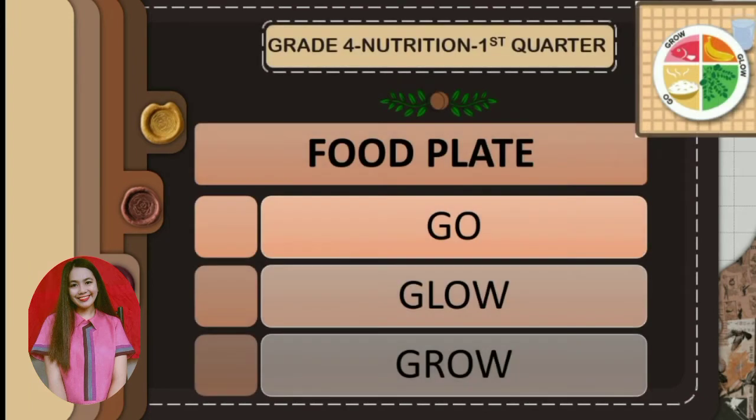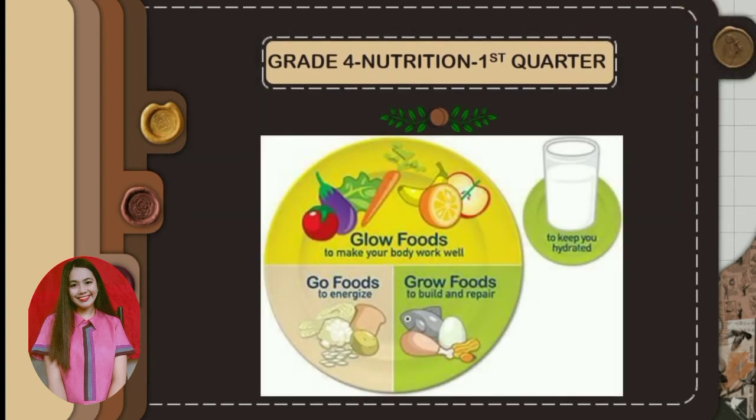Next, let us proceed to the food plate of every Filipino, the Go, Glow, and Grow foods. The Go foods contain the grains group foods that provide the body with energy. It is the first group on my plate and the foundation of a healthy diet. Children learn that Go foods help me run, jump, and play all day. Grains means go.